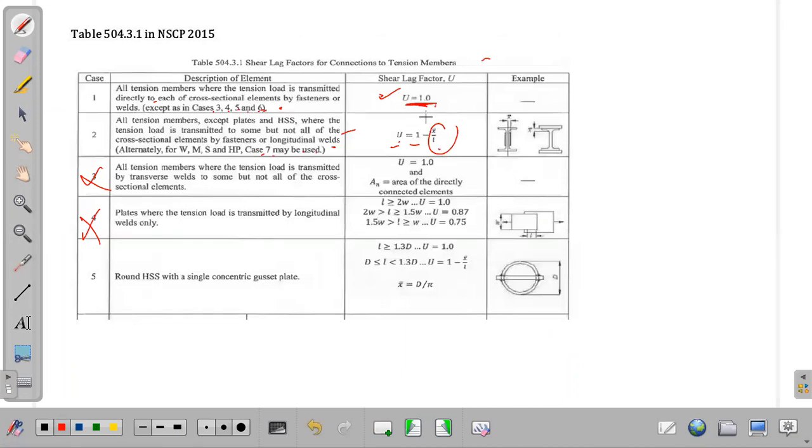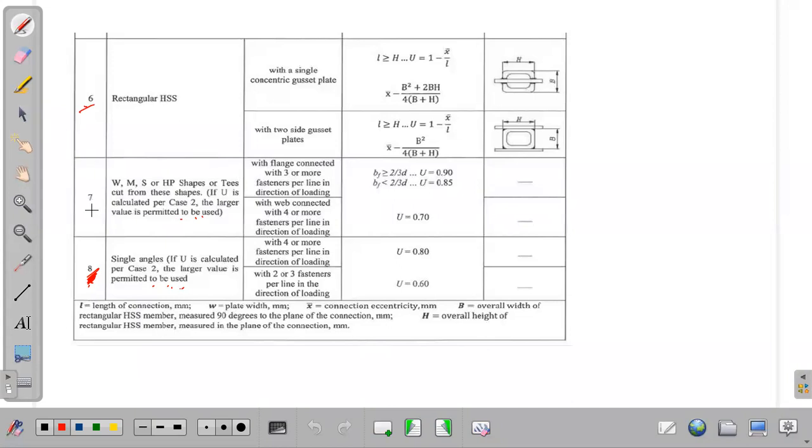Pagka na-solve nyo yung U nito dito, yung shear lag factor, isolve nyo din yung U dito pag sa case 7. Tapos i-compare yung dalawa. Yung mas mataas na value, yun yung magiging value natin ng shear lag factor. So for W, M, S, and HP shape or Ts. Kasi pag angle, dito na kayo sa case 8. Okay? Single angle sa case 8 tayo. Okay? So sa case 7, W, M, S, HP, tapos Ts.